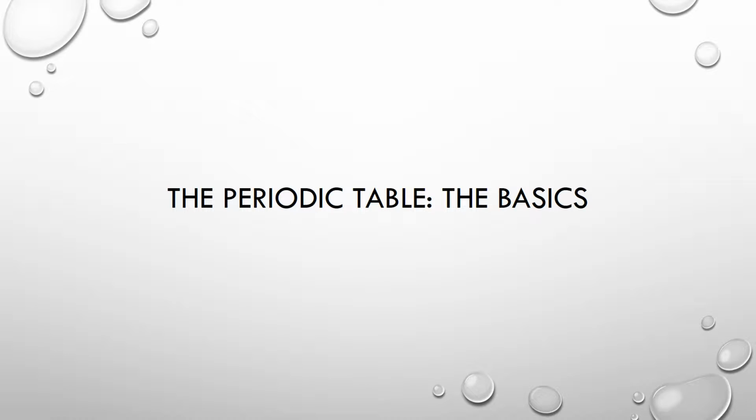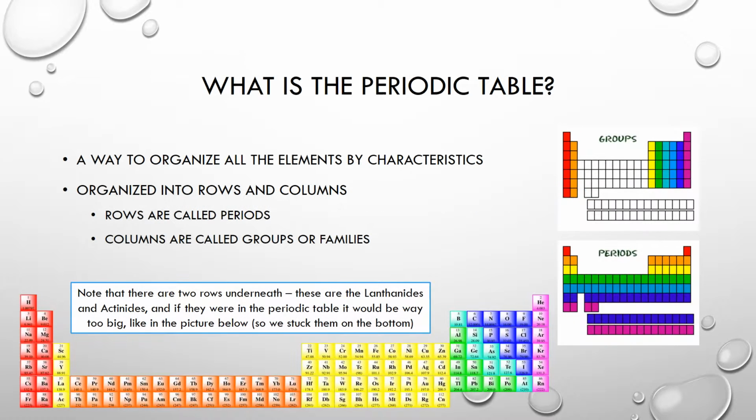We've refreshed our memory on how the atom is built. We are going to go through the basics of the periodic table. The periodic table is just a fancy way to organize all the elements by characteristics. We spent a lot of time over various years putting it together, and what we found was that organizing it by increasing atomic number is the easiest way to go.